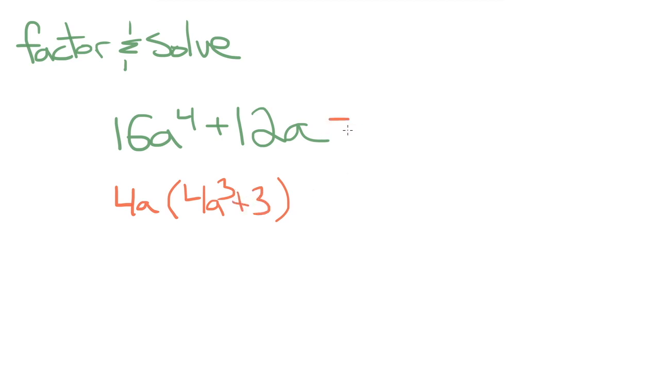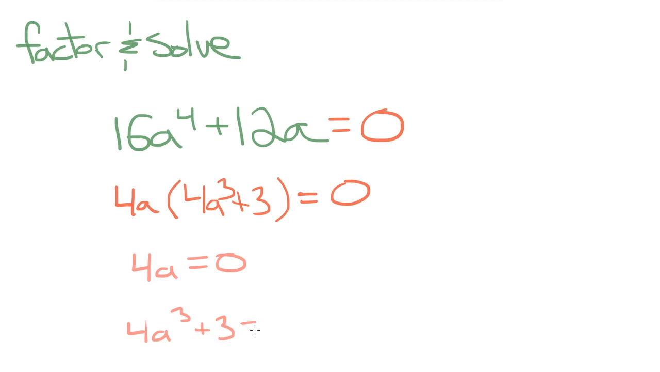Oh, I forgot to put down that this was equal to 0. I'm sorry, I forgot about that. There we go. So now this all equals 0. Great. So now let's set my factors to 0. So 4a is going to be 0, or 4a cubed plus 3 is going to be 0. Why did I make this so ugly? I just did. Okay, that's okay.